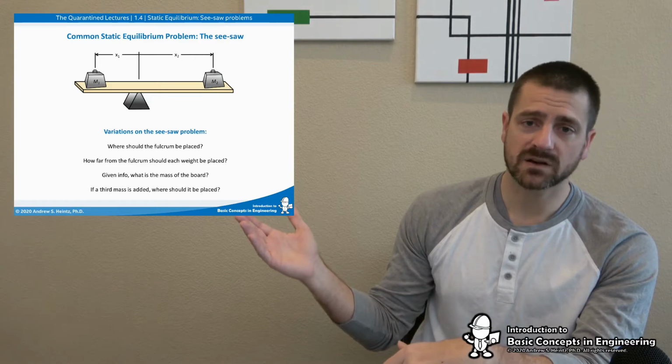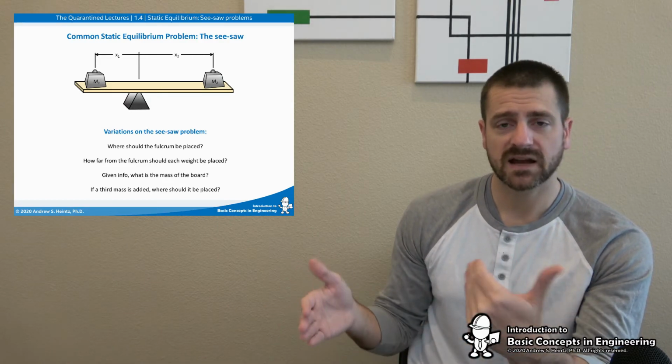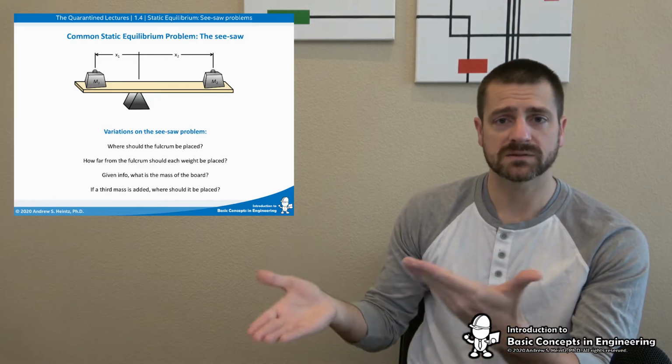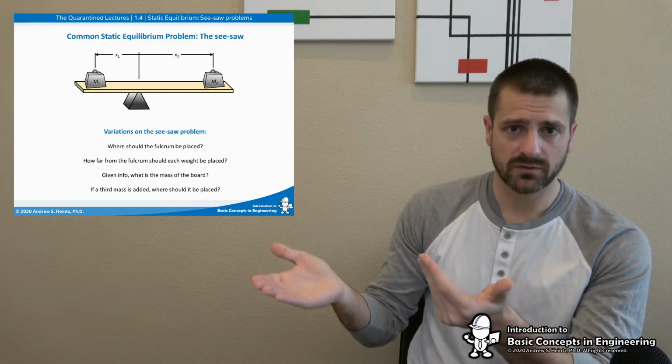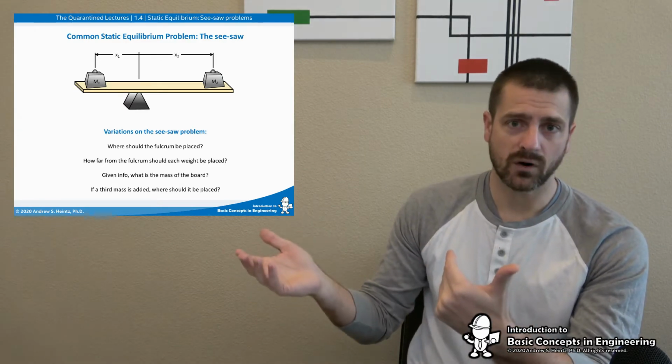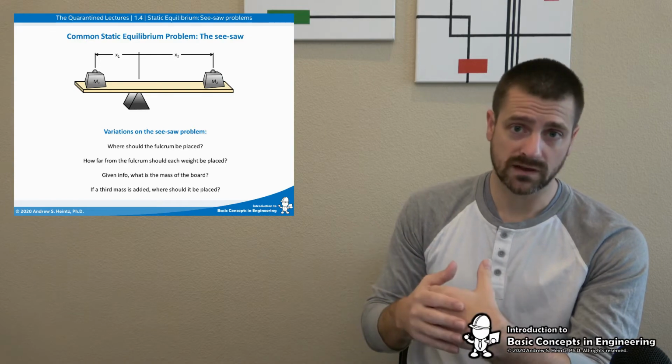We have one mass on one side, we have another mass on the other side, we have a fulcrum in the middle, which is the balance point, and it's going to swing back and forth based on those weights, how far they are apart. Remember back to our torque and levers discussion.